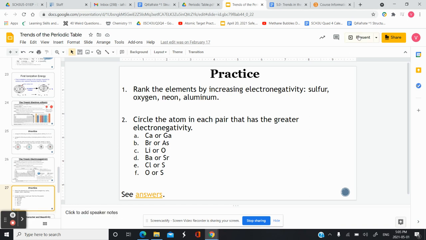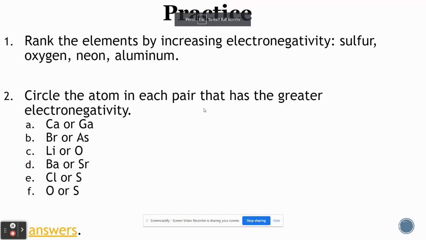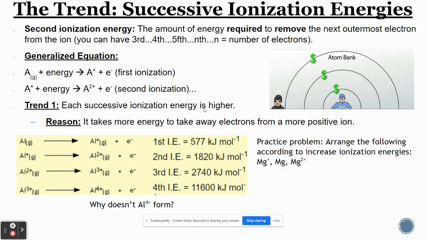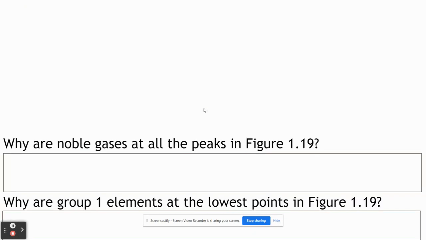In this video, we're going to take a look at the trend of ionization energy. So let's take a look at what ionization energy is, and we'll also take a look at what the trend looks like in the periodic table. So here we go.